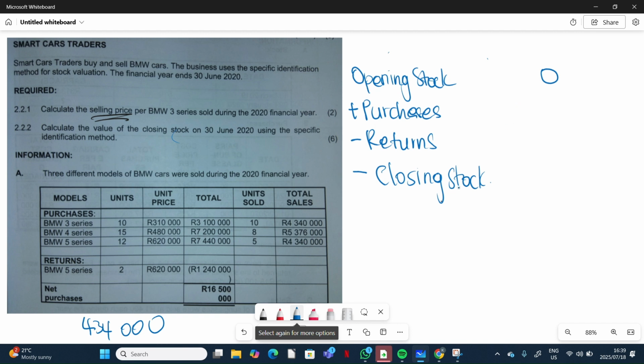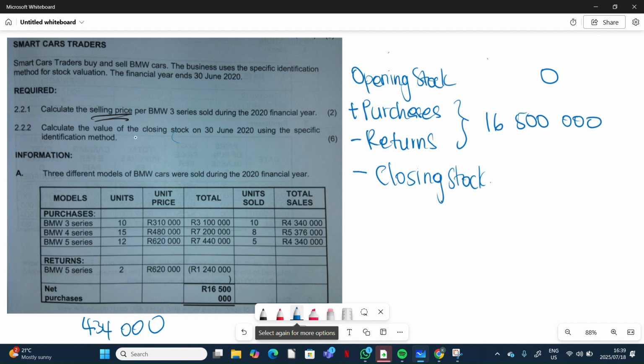Purchases, right? So net purchases, actually they gave it to us, right? So from your purchases and returns there, they subtracted it. So they basically gave us the net purchases. So for the two of them, they already calculated it as 16,500,000, right? 16,500,000. So now, what did they ask us?